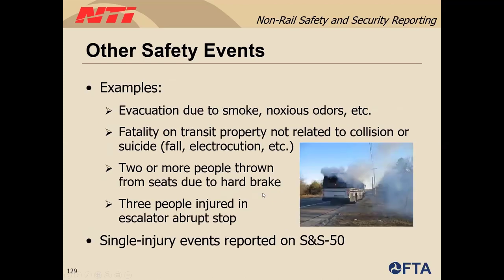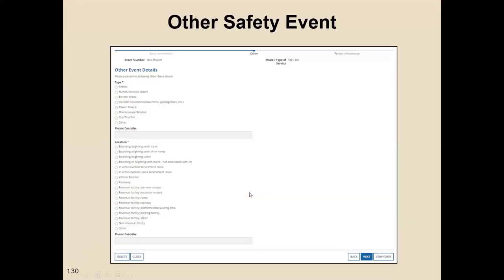All right, so here are some examples. You can see an evacuation of transit property due to smoke, fumes, or noxious odors, a fatality on transit properties that was not considered a collision or a suicide, perhaps he fell down the stairs, or electrocution. Two people thrown from their seats due to a hard brake or other type of vehicle maneuver. Three people injured when an escalator comes to an abrupt stop. So on. And again, just reiterating, single injury safety events are reported on the SNS 50 when there's no other threshold. And this is a screenshot of the other safety event screen.